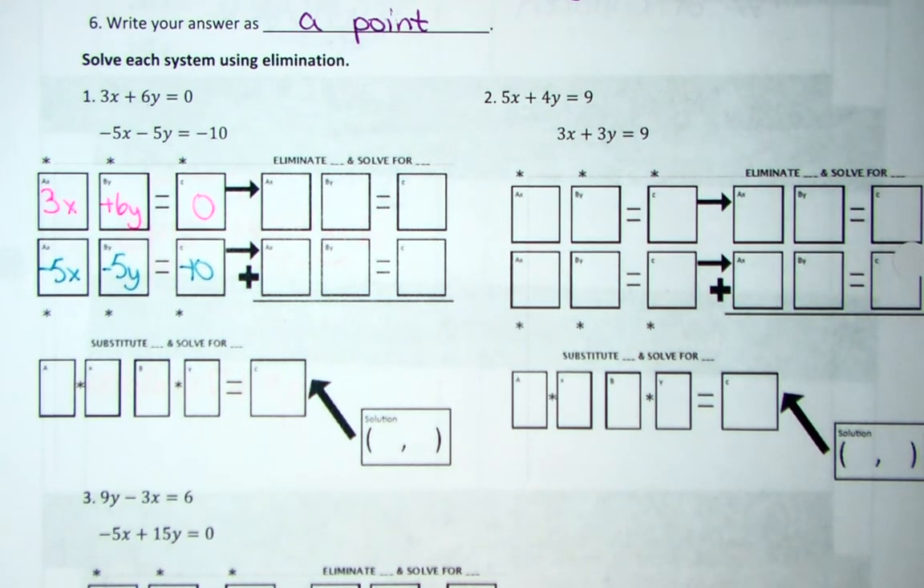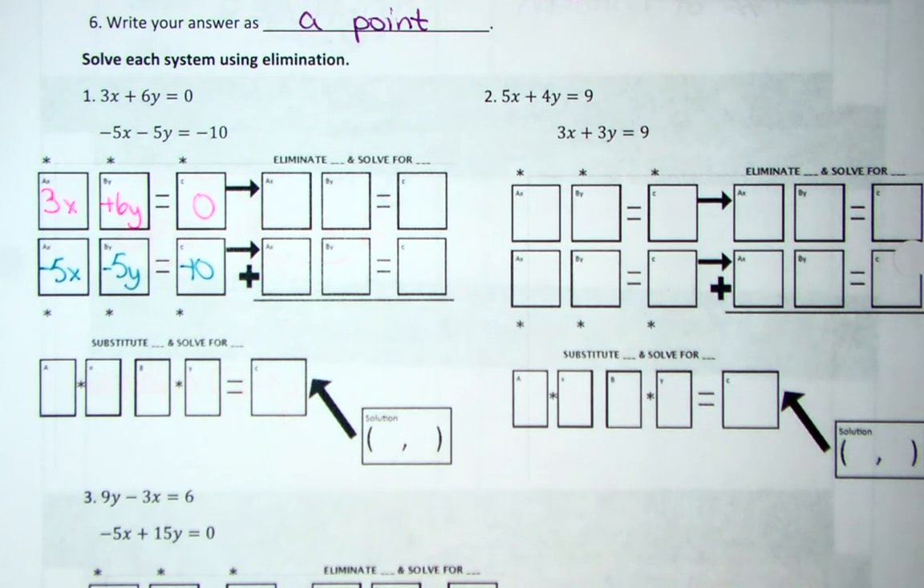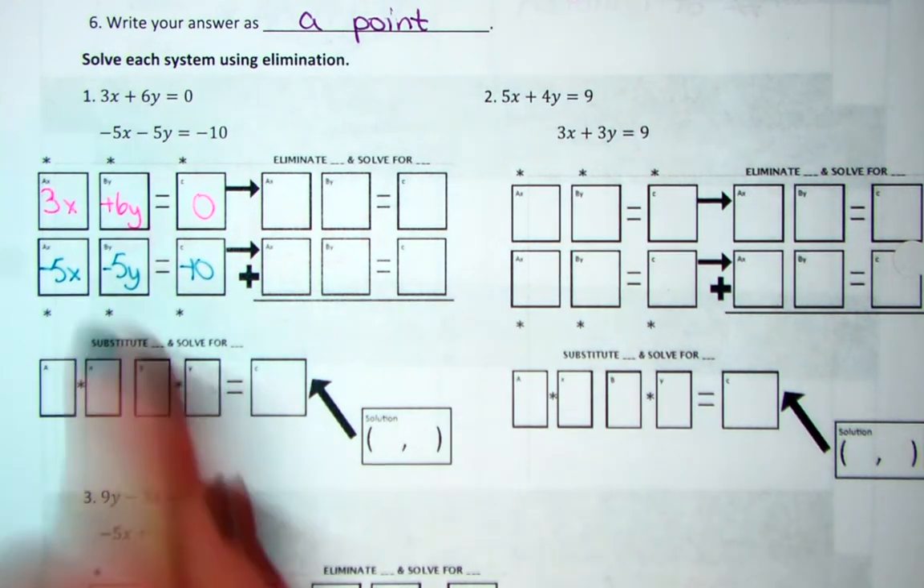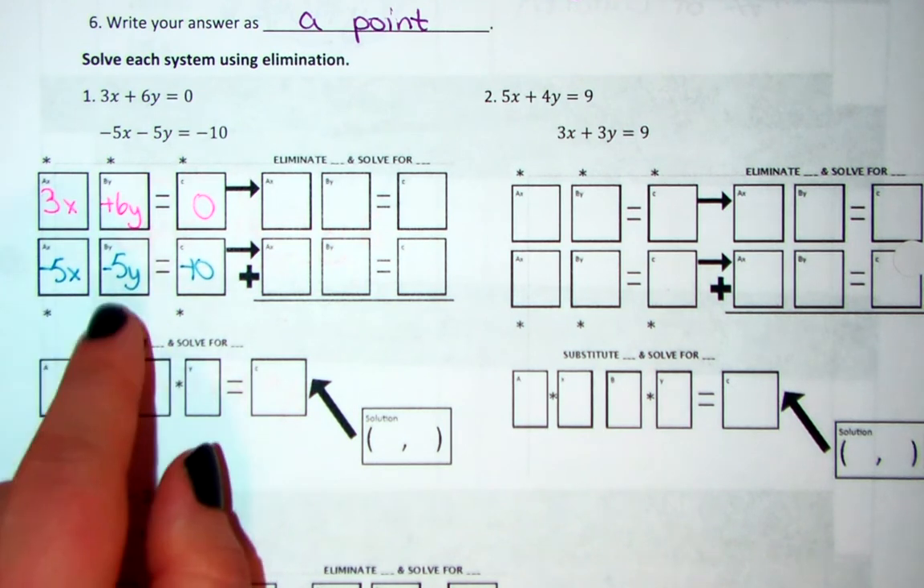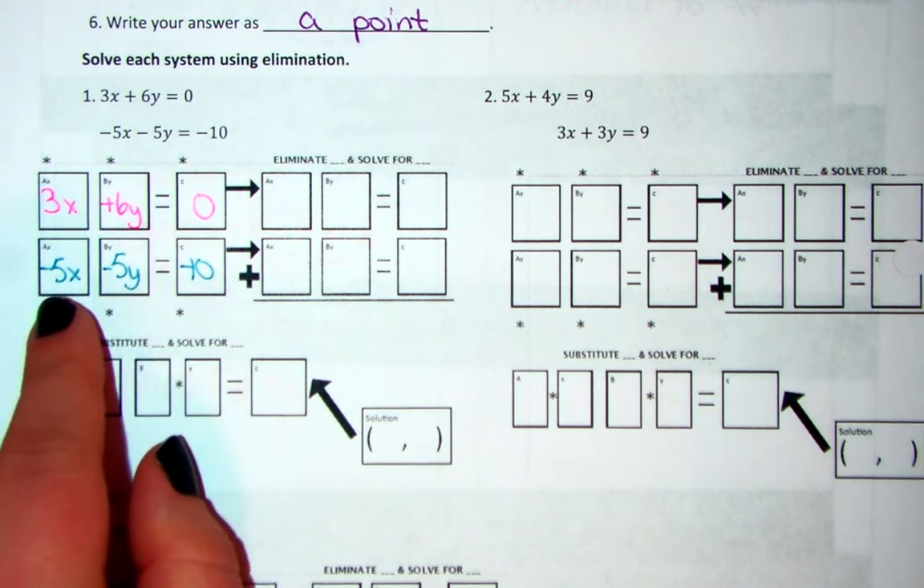And we want for our variables to cancel out, or at least one of them, either x or y. And to do that, we need to decide on a variable and then figure out what number do both of those coefficients go into. So if I want to cancel out my y's in this case, I need to look at 5 and 6 and decide what number do both 5 and 6 go into. And that would be 30.